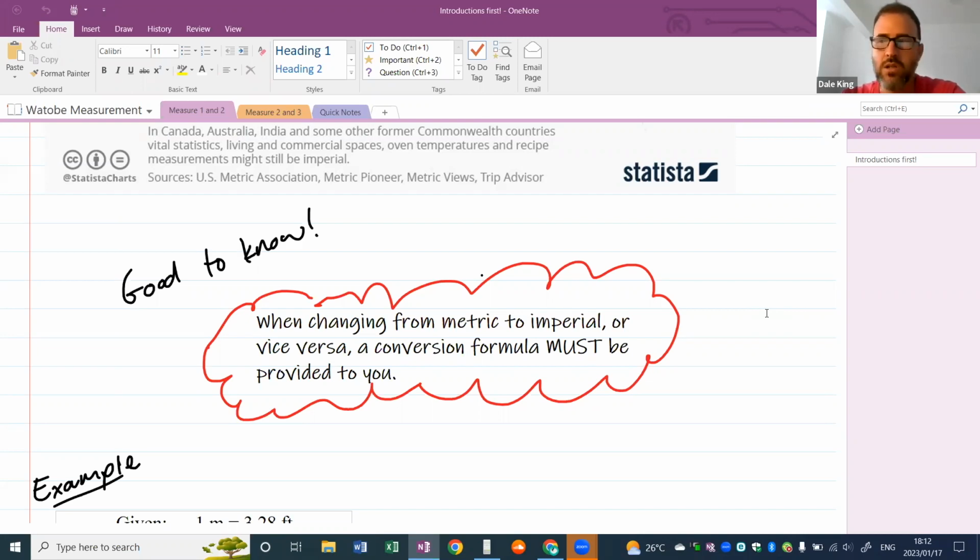So if they're going to ask you to convert from one to the other between these two systems, they have to give you the formula. When you work within the metric system, though, you have to know how to convert within that single system. But between these two, they have to give you the formula in the exam. So you'll see in the questions that we do, I will always provide you with the formula when we do these questions. Okay, so here's an example.